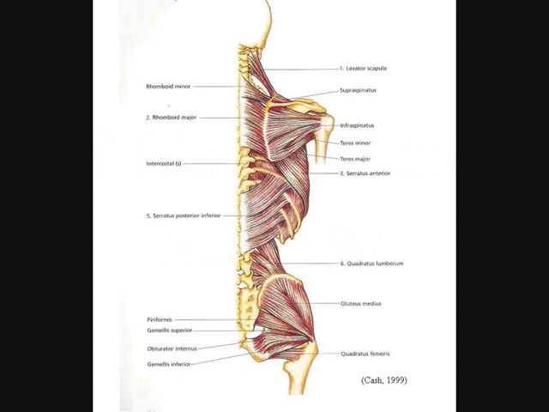Levator scapulae originates from the transverse processes of C1 to C4 and inserts onto the superior angle of the scapula. It raises the scapula or rotates and side bends the head.